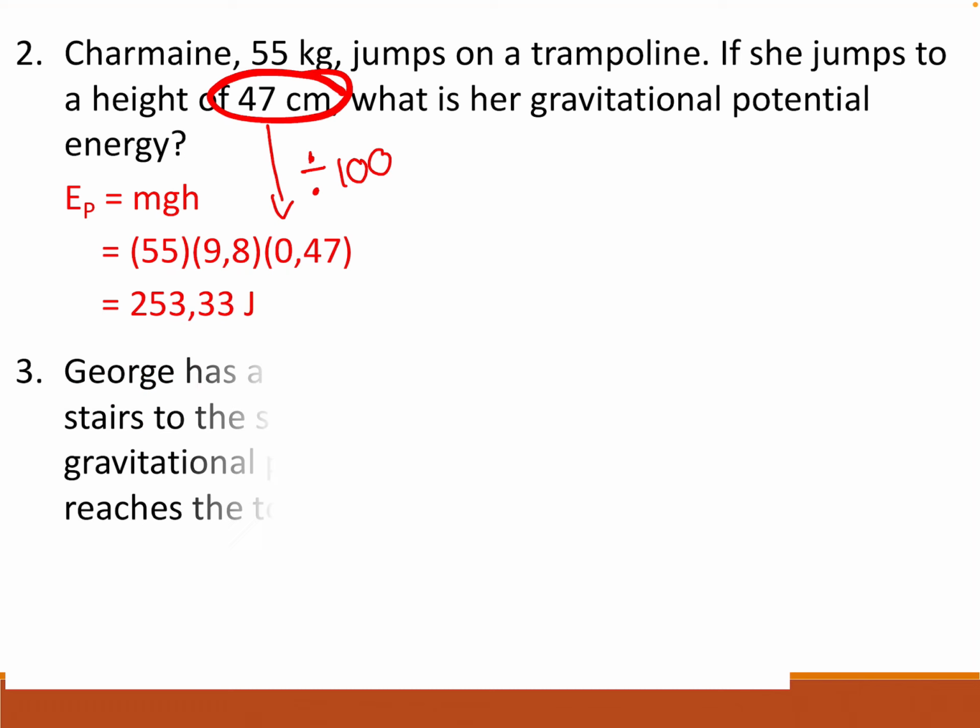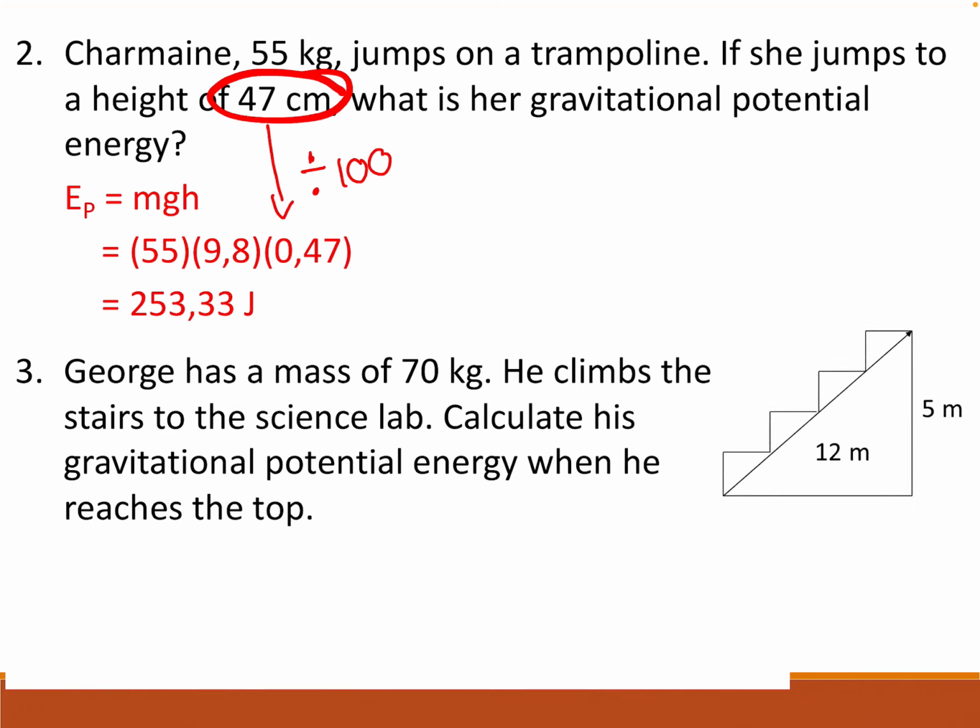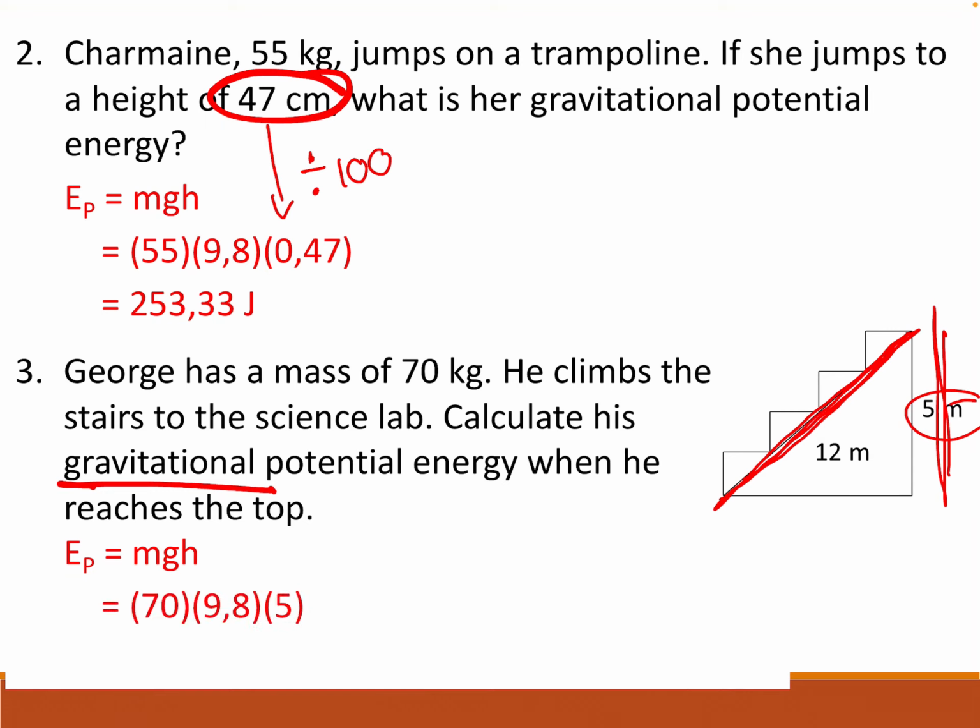George has a mass of 70 kilograms. He climbs the stairs to the science lab. Calculate his gravitational potential energy. This is 12 meters. I don't care about that. I care about his perpendicular height from the ground. So actually the 5 meters is the important part here. So EP equals mgh. So it's 70 times 9,8 times 5, which is 3,430 joules. Nice and simple.